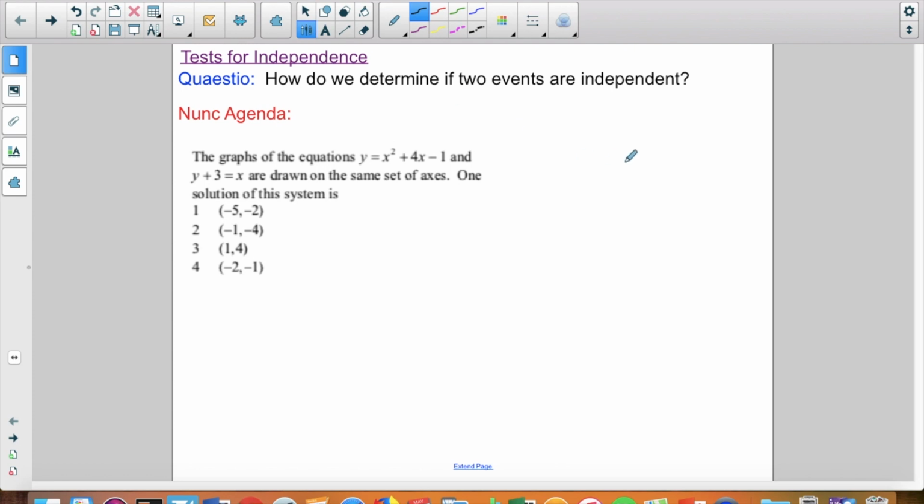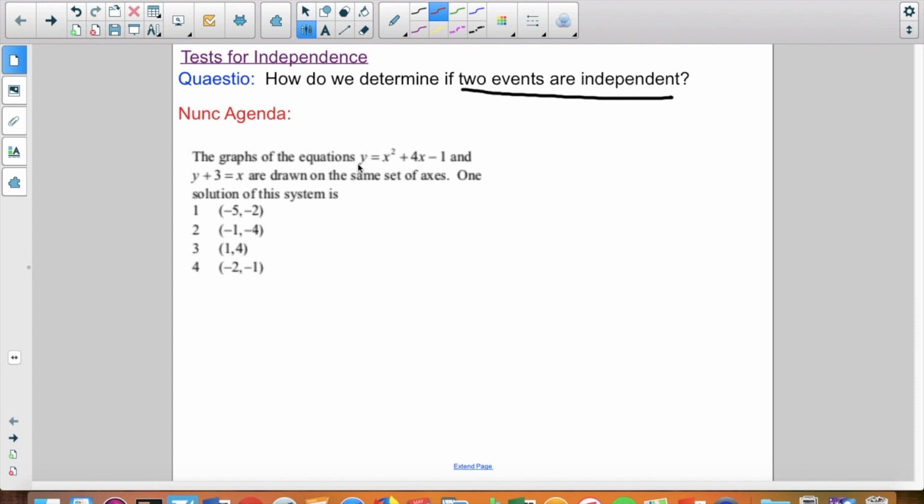Everybody, so this is our last lesson for our probability unit, and we're going to be determining if two events are independent. Now we did do something like this in the past, but today we are going to elaborate on it. Before we do that, let's look at the do now.